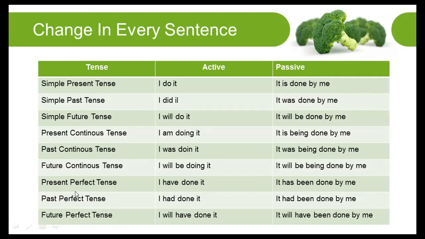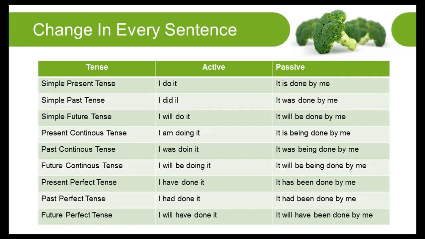In past perfect tense, I have done it. What is the difference between present perfect and past perfect? In present perfect, we put I have, but in past perfect, we put I had. There is a difference between present perfect and past perfect. In past perfect, in active, I had done it, and in passive sentence, it had been done by me. The last tense is future perfect tense.